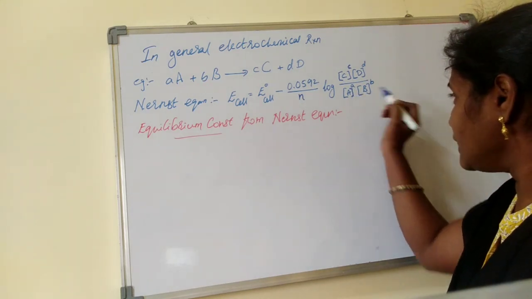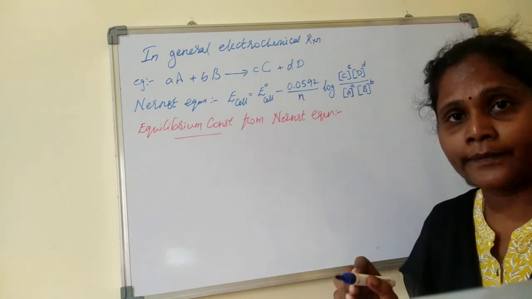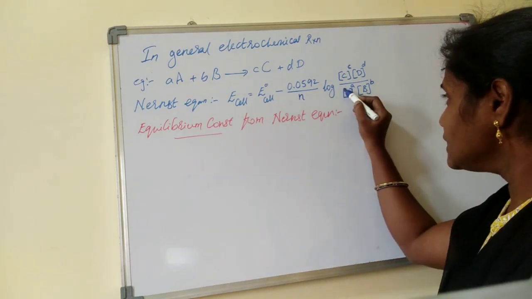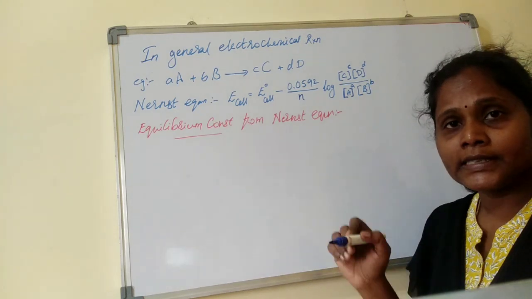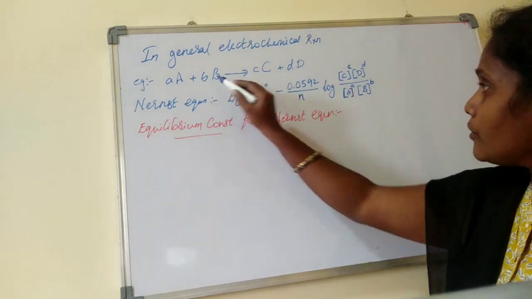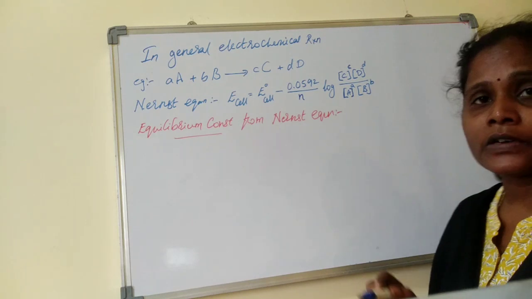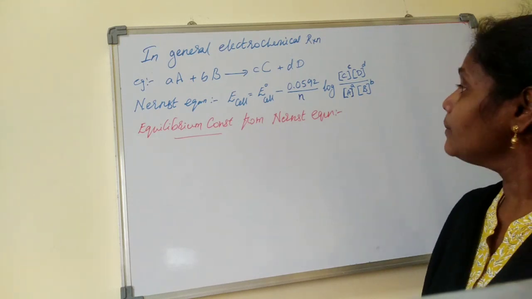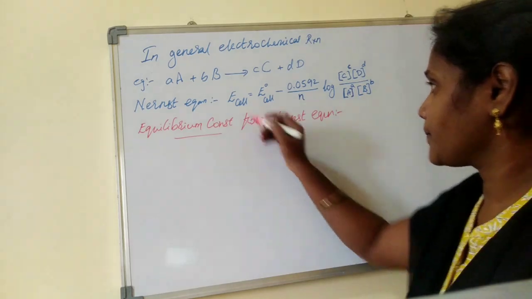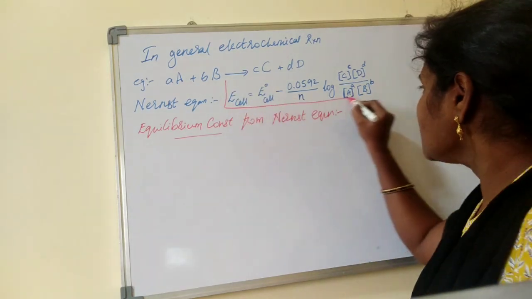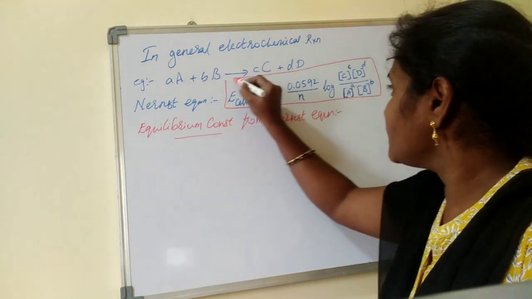Concentration should be given in square brackets only. Therefore, we have to represent it in square brackets. Even if you write the ions, you have to represent them in square brackets, and the number of moles is given as the powers. So this is the complete Nernst equation that we can use for any reaction. Please try to remember. So this is my Nernst equation completed.